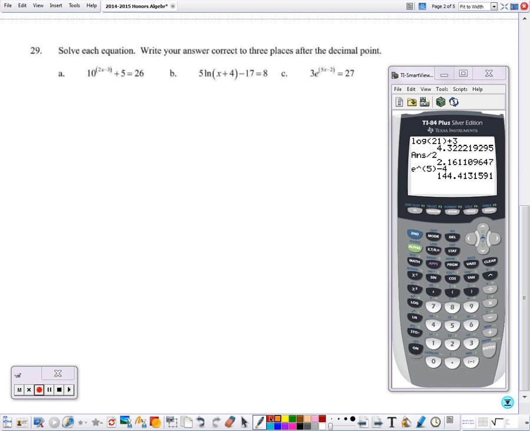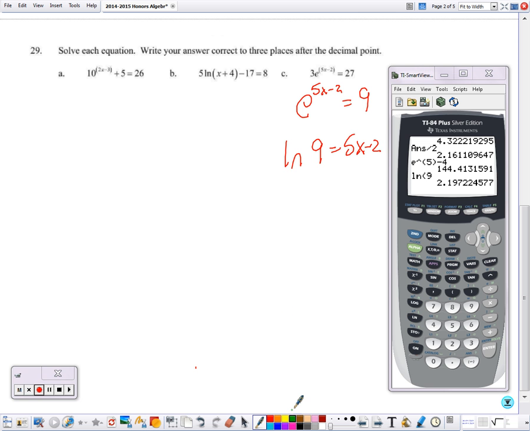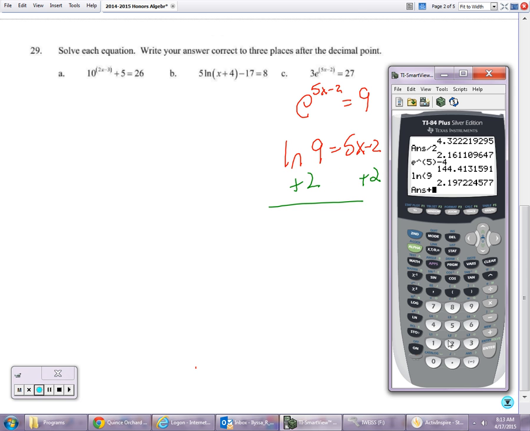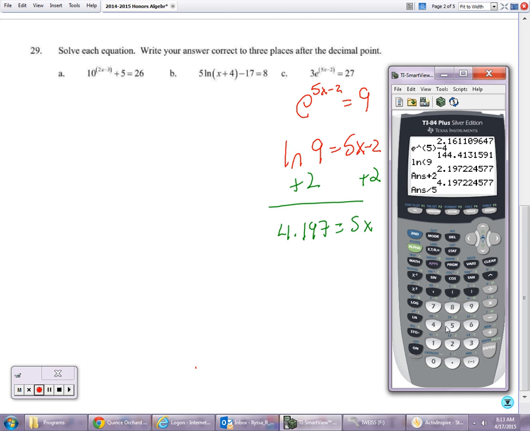Okay, and lastly for C, we're going to divide both sides by 3 to start. Change it to a log. So that's going to be ln of 9. We're going to add the 2. And then divide by 5.